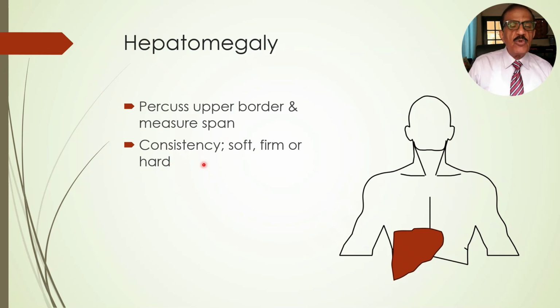Normal liver is not palpable. If you can palpate the lower border, it should be soft because liver is soft, and it could be firm in certain diseases, like in cirrhosis it may be firm, or it may be hard. Typically in malignancy, liver may become hard. So not only do you see if it is palpable or not, you see if it is soft or firm or hard. Then you look for tenderness.